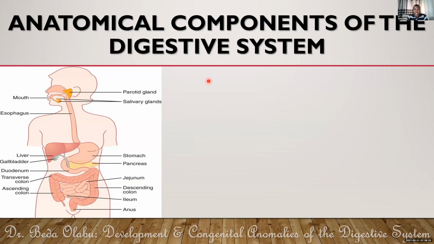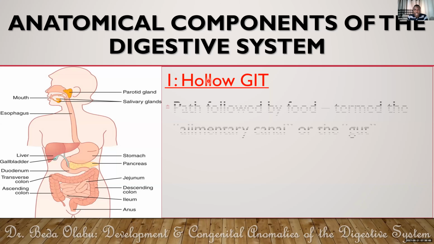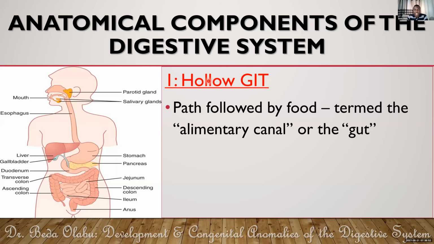Before we talk about the development and congenital malformations of the digestive system, perhaps it is important that we familiarize with what you're going to develop. In terms of anatomical components of the digestive system, we can categorize these components into two. The hollow GIT refers to the path that is followed by food. This is what we commonly call the alimentary canal or the gut.